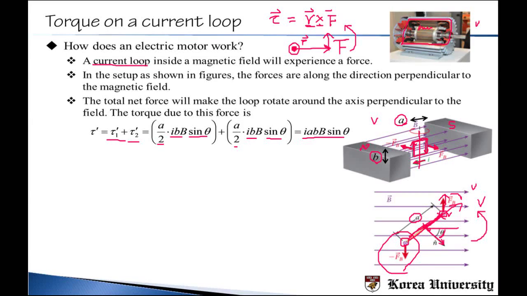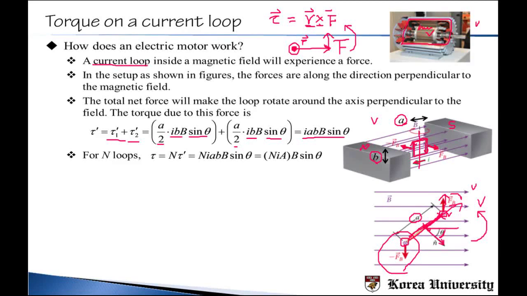Here we thought about only one loop, but as you can see in this example, you will typically use many loops in order to create large torque, right? So if you have n loops, which means that you made n turns, then of course each loop will contribute the same amount of torque. Therefore, finally, you simply have to multiply by n.